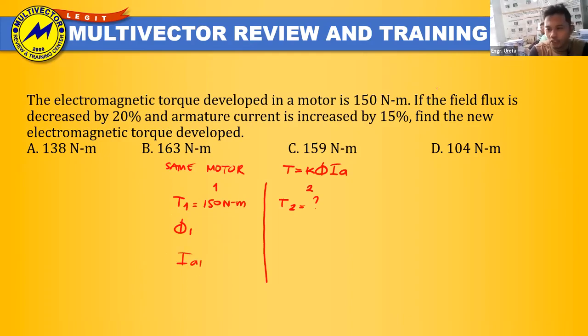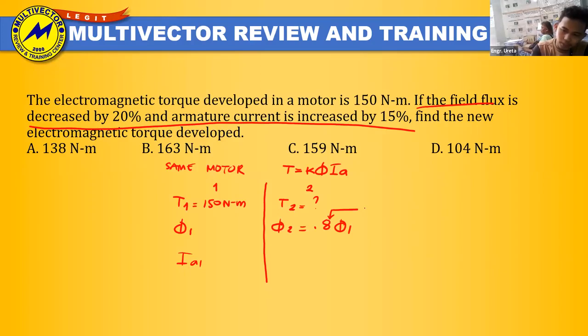Ngayon sinabi sa condition 2, ito yung condition 2 natin, the field flux, which is flux 2, is decreased by 20%. Pag sinabi natin decreased by 20%, ibig sabihin 80% na lang yung natitira, which is 0.8 ng flux 1. In terms of armature current 2, the armature current is increased by 15%. So pag sinabi natin nag-increase ng 15%, 1.15 ng armature current 1 or original armature current.